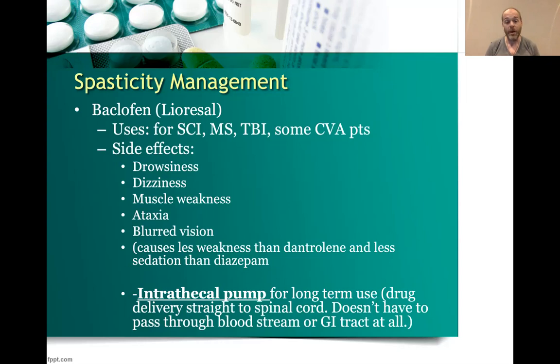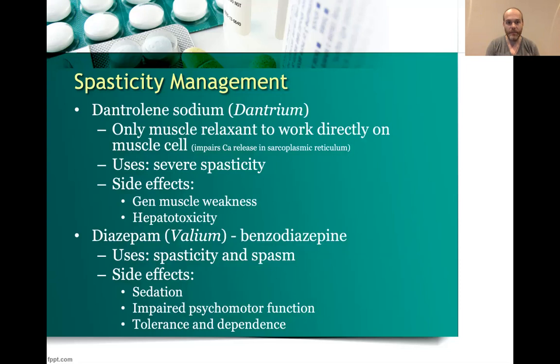Y'all will see that a lot out there. If you ever see somebody that's got a little bitty knot on the side of their lower abdomen, it's an intrathecal baclofen pump. A lot of kids have that. So if you work in pediatrics, you can see those a lot.